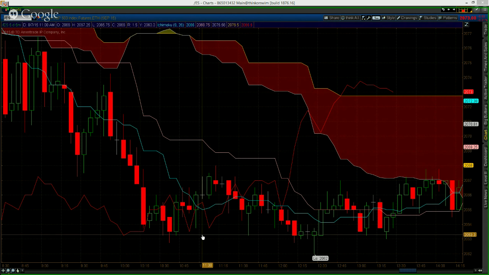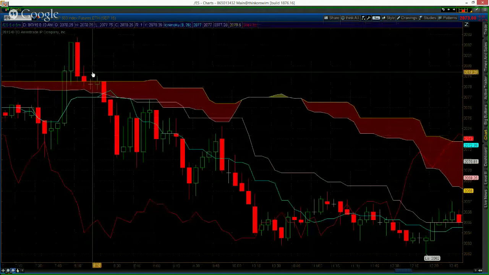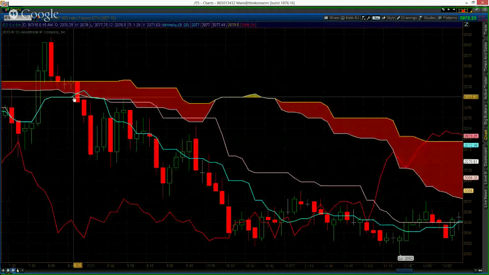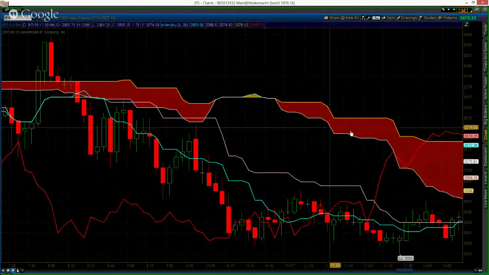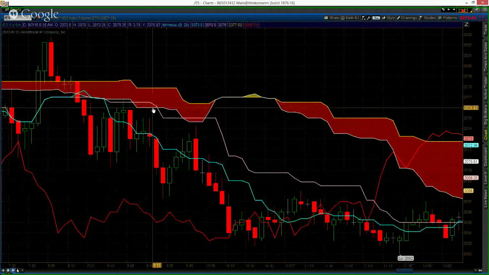So let's take a look here at the opening 5-minute bar in the S&P futures. We can see that we've been selling off a little bit into the open. This was the first 5-minute bar of the day, closed here at 2071.5. Now the cloud is sloping lower here, or it would have been sloping lower at the time that this bar printed. So this would have been a signal for a short entry.